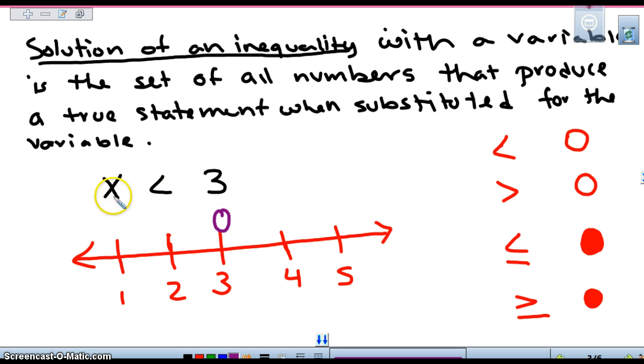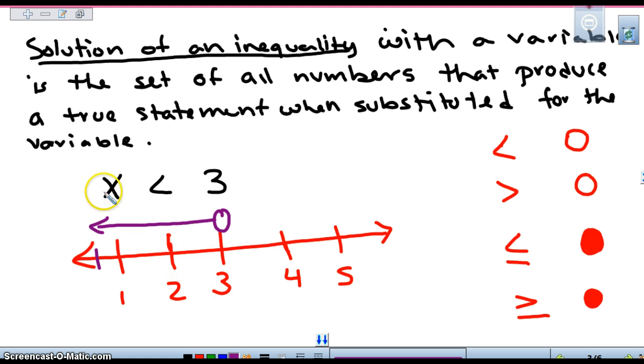x is the set of all numbers less than 3. That means that the numbers that make this inequality true are 2, 1, 0, and all the negatives. That's why we graph an open circle and a line towards the left. Now this is an open circle because if we substitute x with 3, that would not be a true statement.